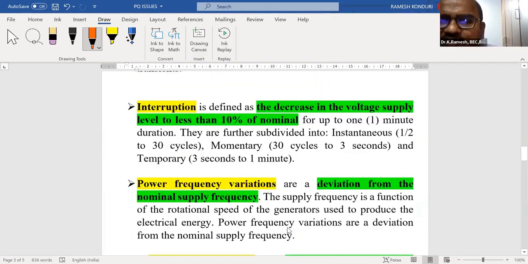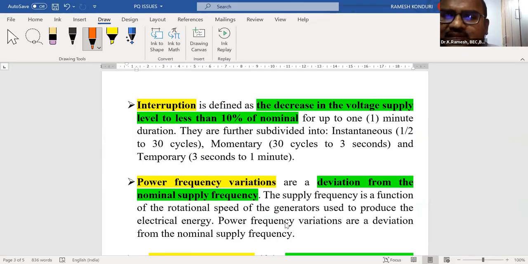So next, we have interruption. How is an interruption defined? This is defined as a decrease in the voltage supply level to less than 10% of the nominal value. If there is a decrease in the voltage supply level to less than 10% of the nominal value, then it is said to be an interruption. Simply, it is called an interruption.